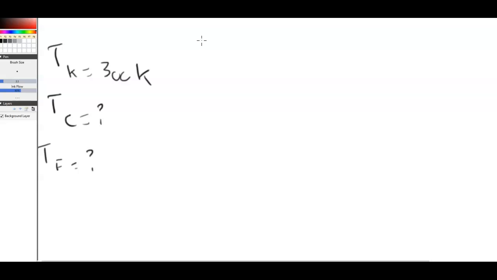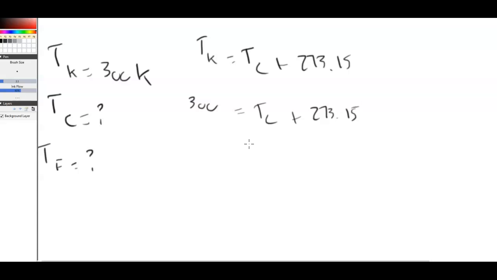So the first thing we're going to do is go from Kelvin to Celsius. All I'm going to do is take my equation and plug in and solve. Okay, so this should be a very easy calculation. TC is going to be 300 minus 273.15. That should be, and I'm just going to round, 26.9 degrees Celsius. I just rounded to 1 decimal place.